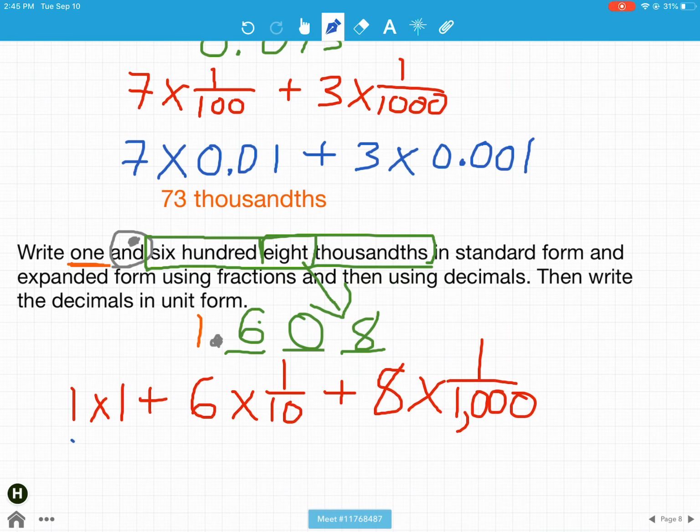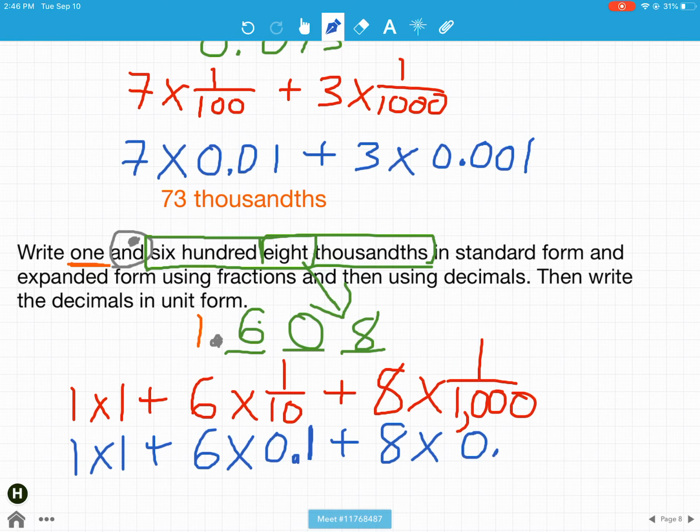using decimals, the first part starts off the same. And this starts off the same. The only thing we're going to replace is we're going to show this as a decimal. 1/10 plus 8 times 1/1000. One thing I like to show them is this is 1,000 backwards.